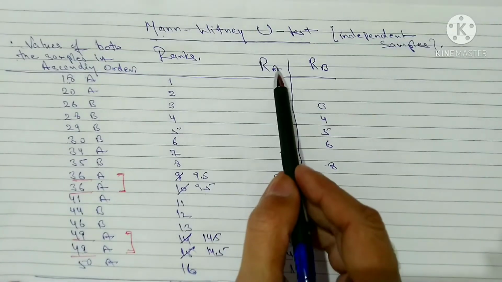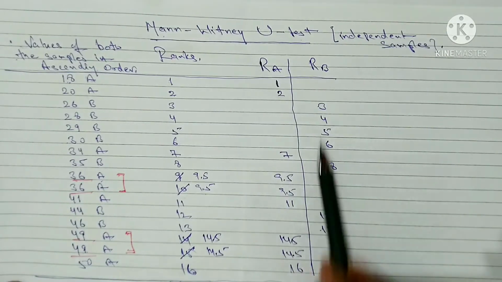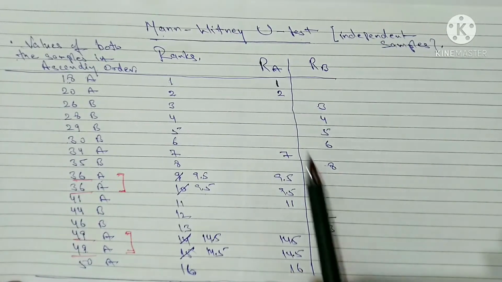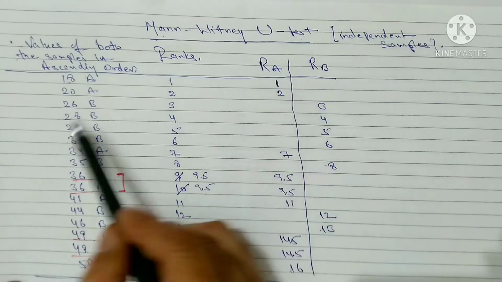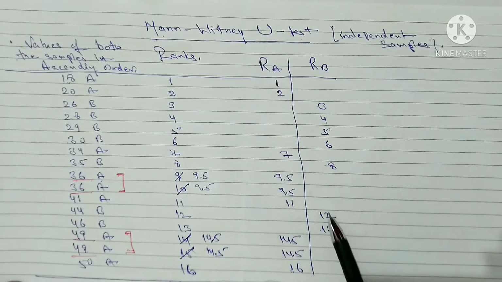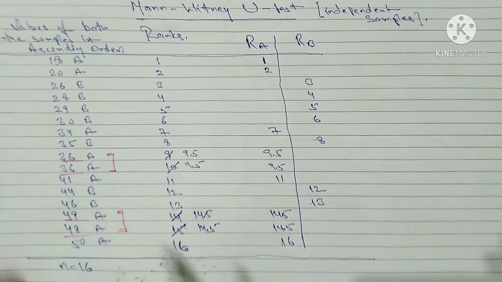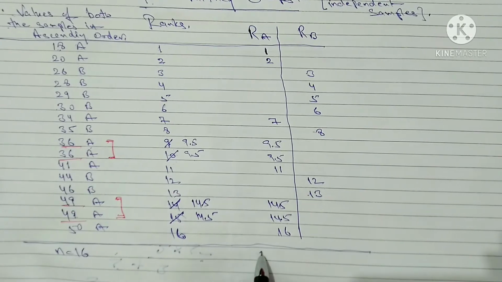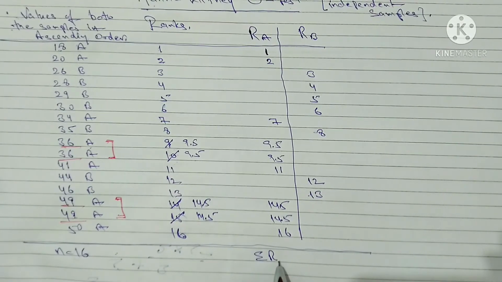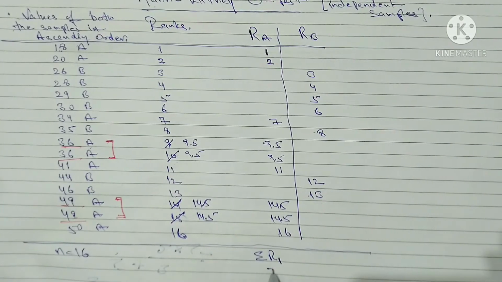Clear? Group A ranks are in column A, group B ranks are in column B: 1, 2, 3, 4, 5, 6, 7, 8, 9. There are 9 elements in group A and 7 elements in group B. Now the summation of ranks of group A, summation R1, is 85.